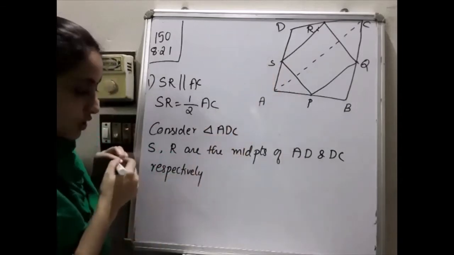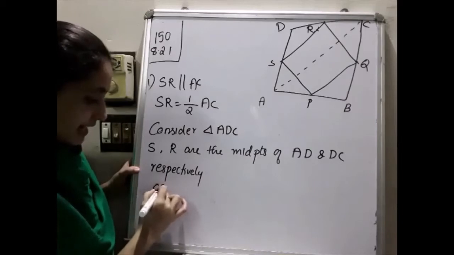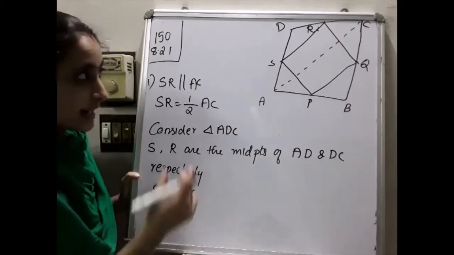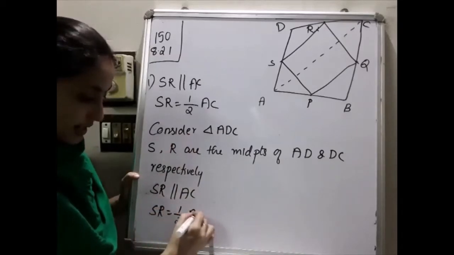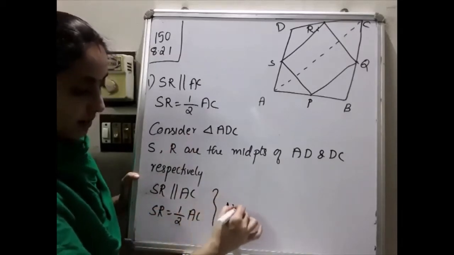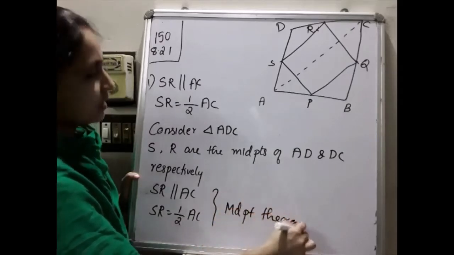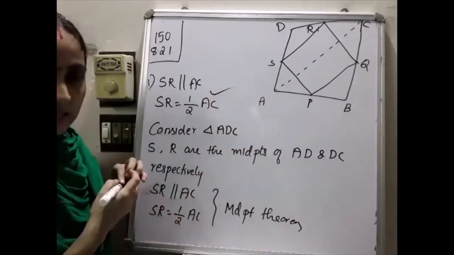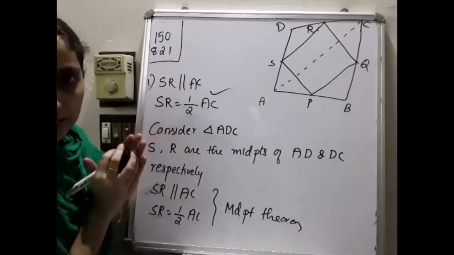AC. So by the midpoint theorem we can write that SR is parallel to AC. And also one more condition: SR is equal to half into AC, by using the midpoint theorem. Easy one. The first part is over. Hope you are clear. Just draw the diagonal and apply the midpoint theorem directly.